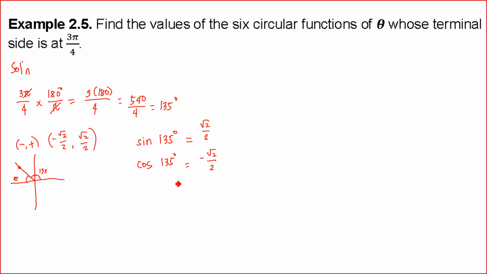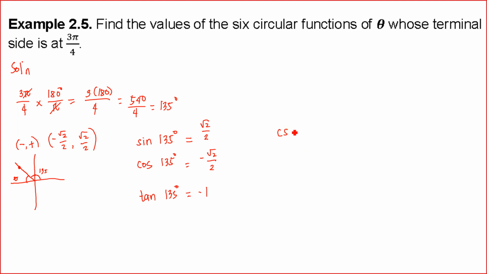The tangent of 135 degrees: here we have the numerator and denominator. They are just the same number, but they differ in the sign. Therefore, it is clearly -1, because we divide only those numbers, and then they are unlike signs, therefore -1.